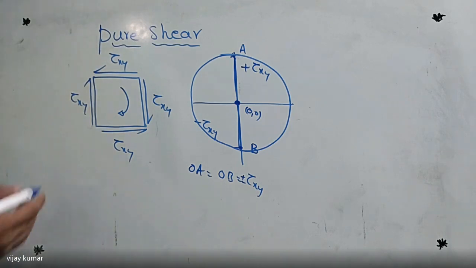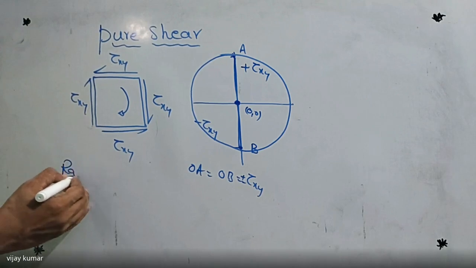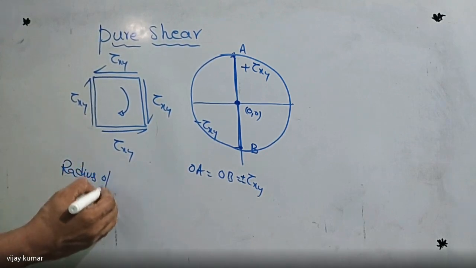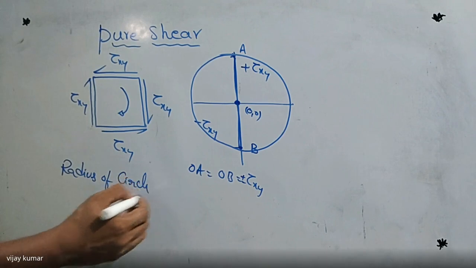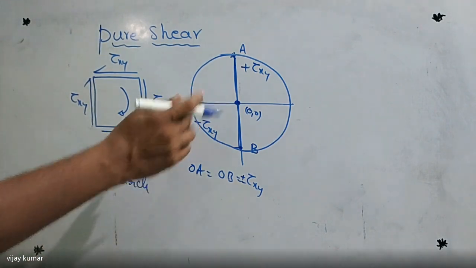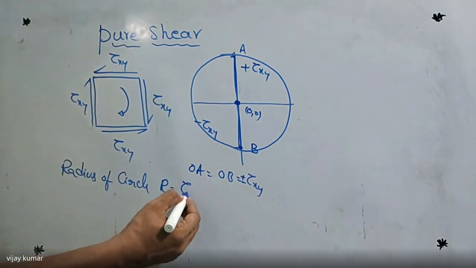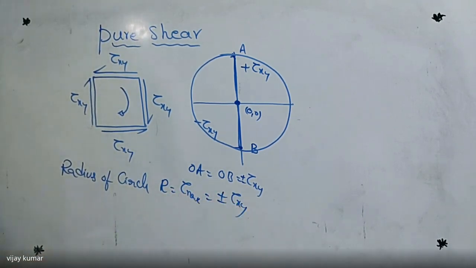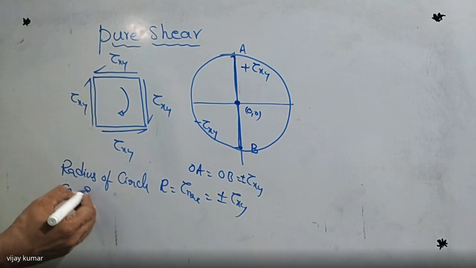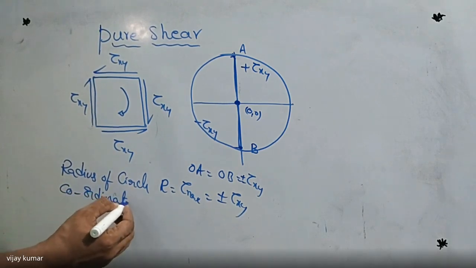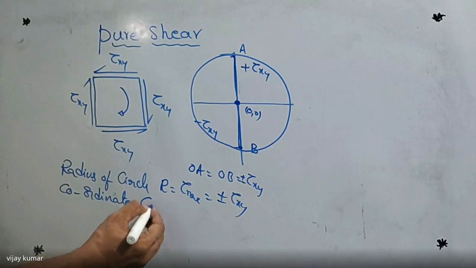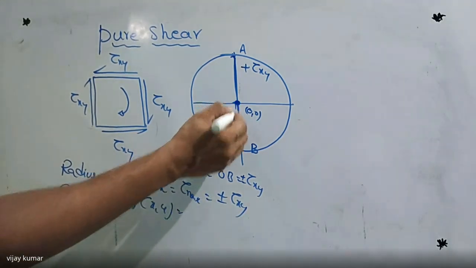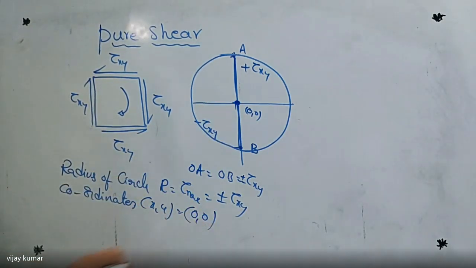Now tell me, what is the radius of the circle here? So the radius of the circle r is equal to tau maximum. It is also equal to plus or minus tau xy. We can take a positive value or a negative value, that's why I'm writing plus or minus tau xy. And what are the coordinates here? X comma y. This is the center, that is the origin, so the coordinates are 0 comma 0.